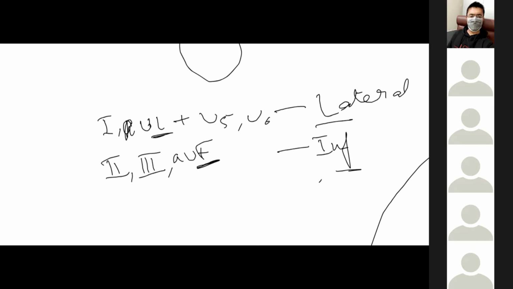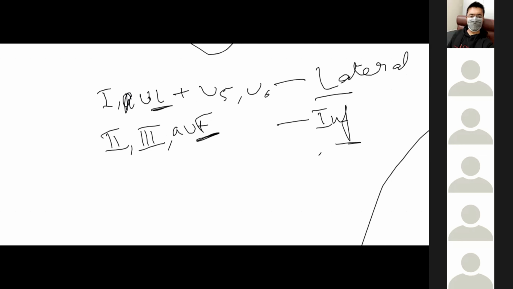Now coming towards V1 to V4. This is normally called the anterior septal or anterior aspect of the heart. Okay?